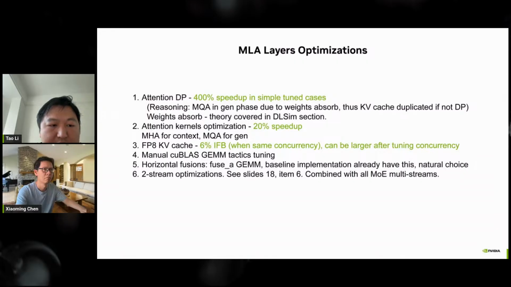The fourth one is the manual cuBLAS stream tactic tuning, and the fifth one is the GEMM horizontal fusion. Basically, we fused the 3 GEMMs inside the MLA. We call it fuse here. It's a very natural choice to do this horizontal fusion, and we implemented it as day one as baseline.